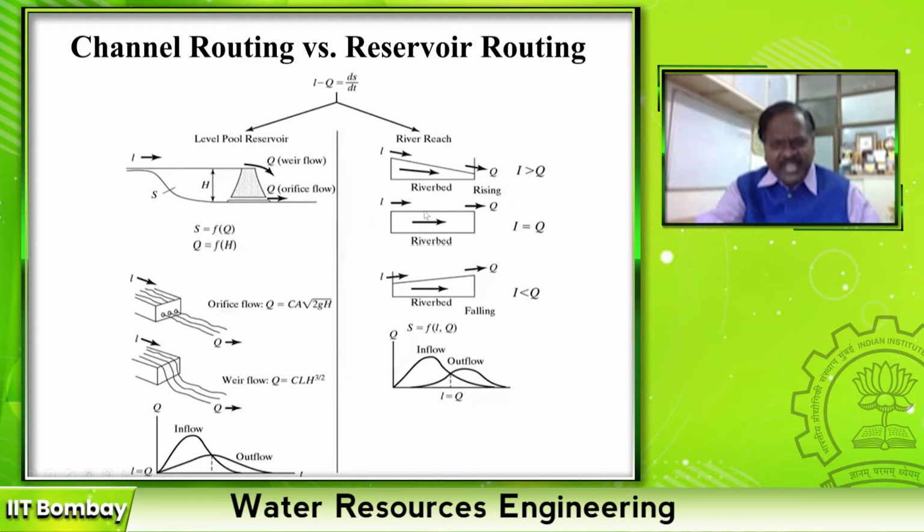If it is channel routing, right, in this case my outflow is less than inflow, then my water level looks like this. If my inflow is equal to outflow, my water level looks like this. If my inflow is less and outflow is more, then the water level looks like this. So finally the reservoir channel routing is also like this, right?